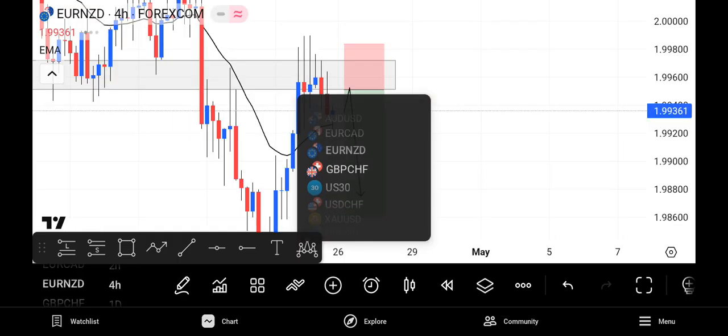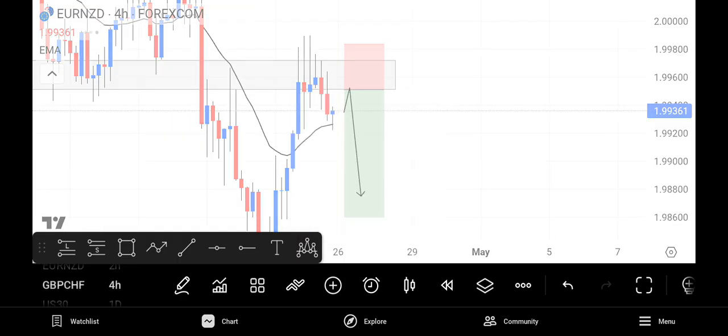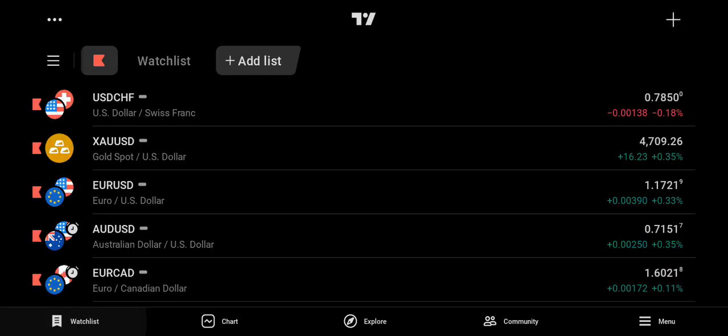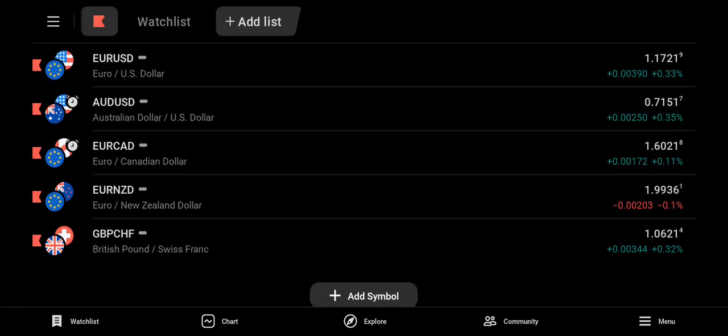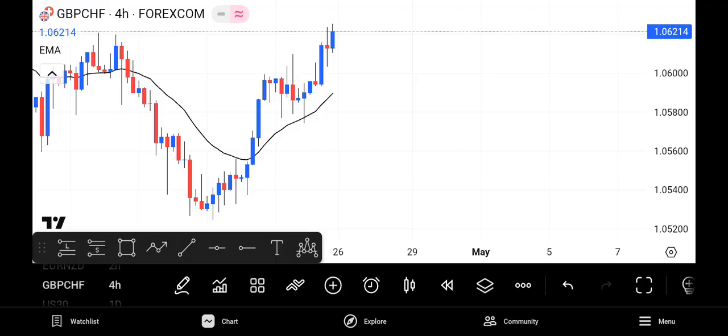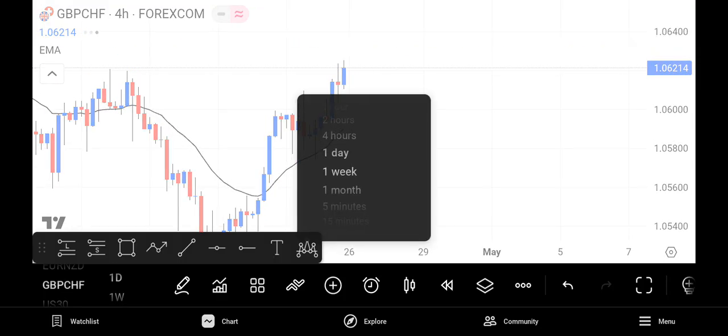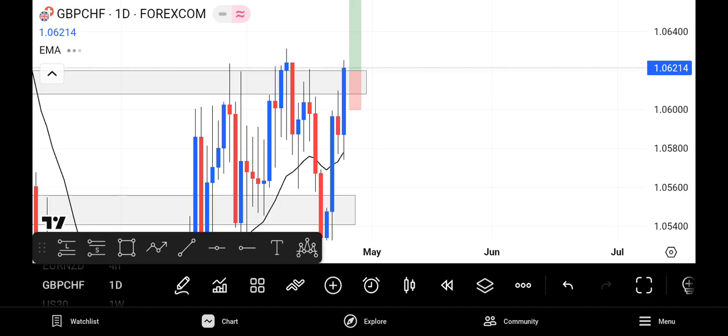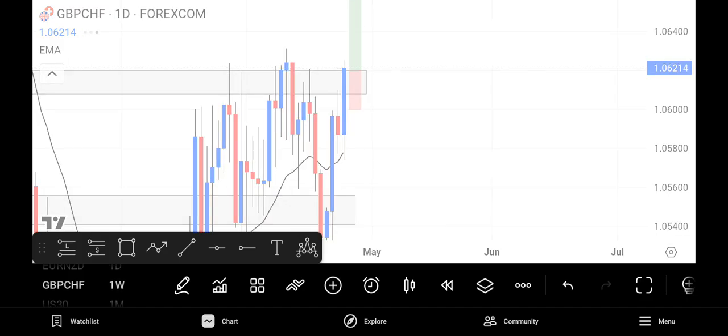So that's all about the market for Euro NZD, and the last will be GBP CHF.